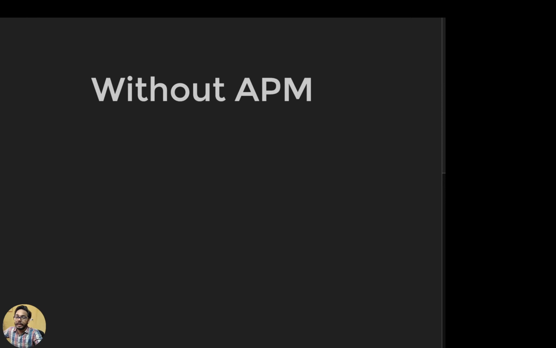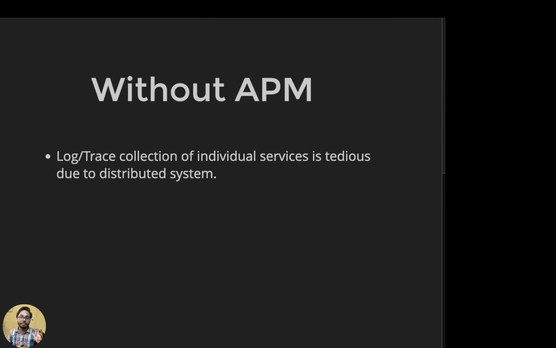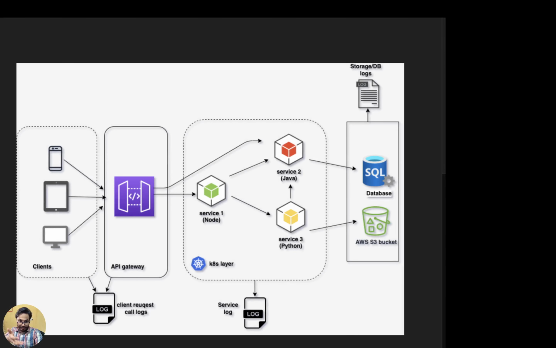So without an APM, currently the logs, traces, and collection of individual services is very tedious, because of the distributed nature of the application, right? And you don't have code level data to discover the criticality and isolate the code related problems, right? I mean, you can still collect the logs of different services. You are collecting logs on network level, database level, service level, and since it's on a Kubernetes cluster, it's kind of easy to collect all the service logs, right?